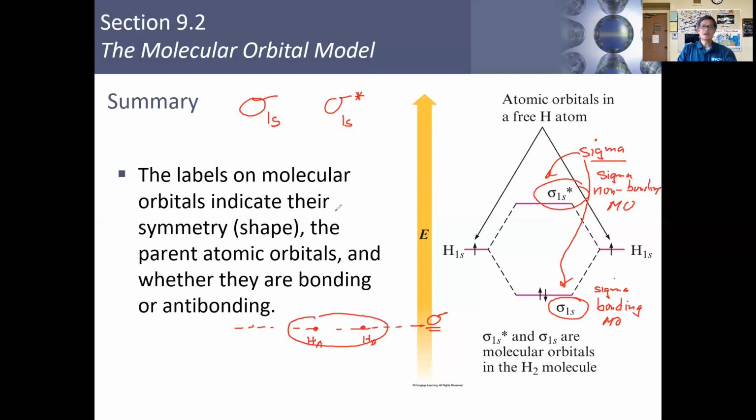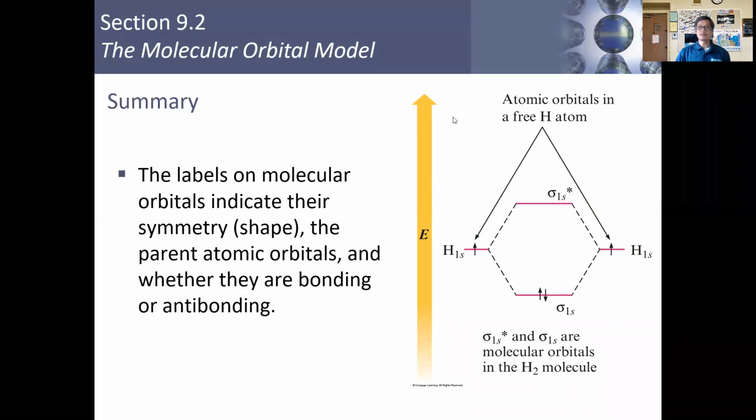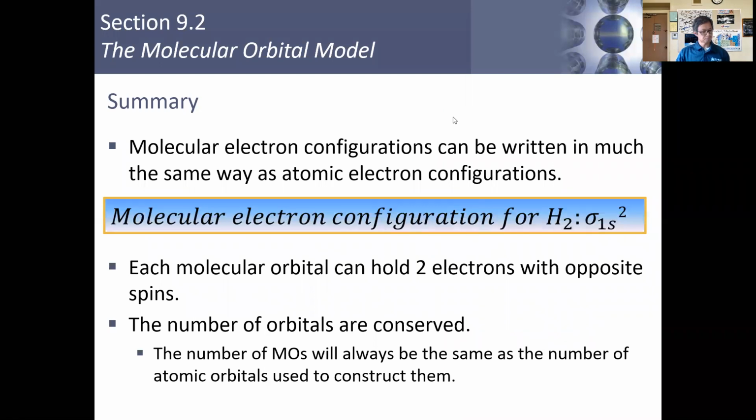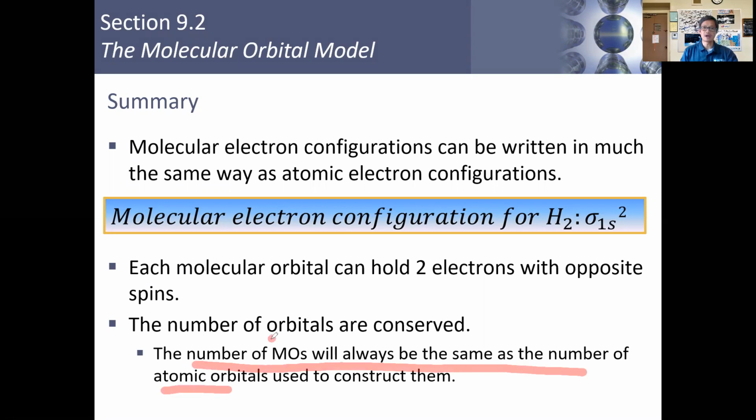And if you notice, there's going to be a conservation of orbitals here, and you want to keep that in mind. When you have two molecular orbitals forming, they form from two atomic orbitals. That's what we see down here, and I want to highlight that point for you. That means the number of molecular orbitals will always be the same as the number of atomic orbitals. That means we have orbital conservation.